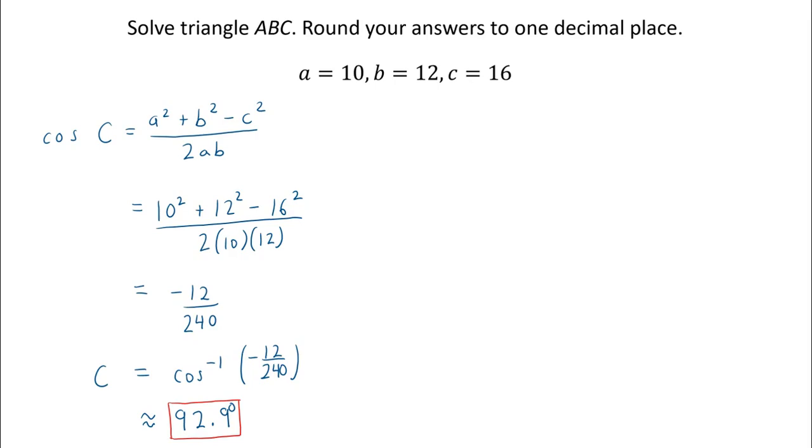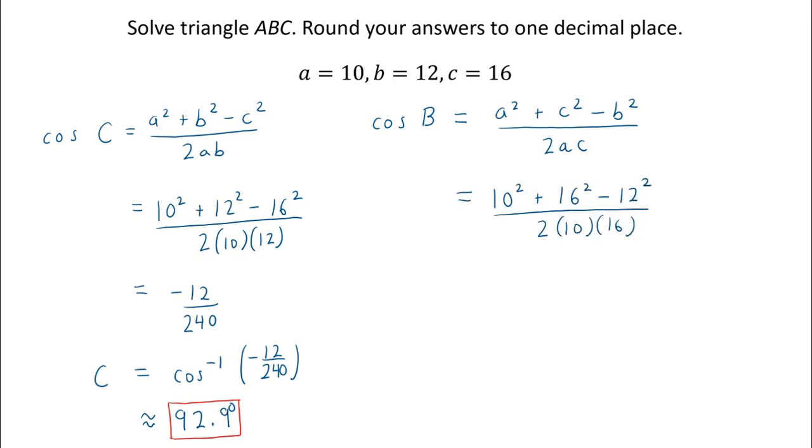And we're going to find the measure of the next largest angle next. So that would be angle B. And to help us do that, we will use this version of the law of cosines. Cosine of B is equal to A squared plus C squared minus B squared, all of that over 2AC, which gives us 10 squared plus 16 squared minus 12 squared, all over 2 times 10 times 16, which then gives us cosine of angle B is equal to 212 over 320.